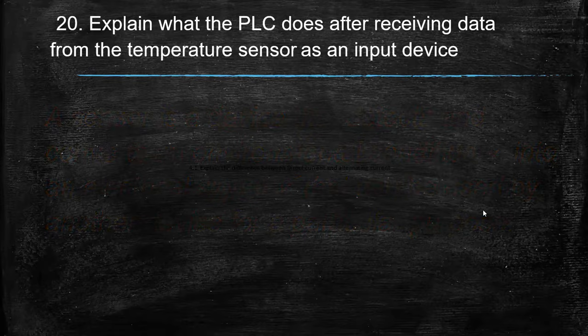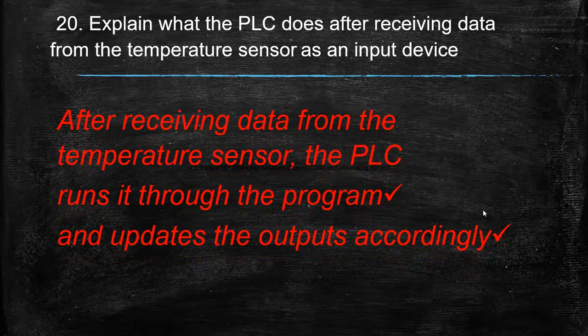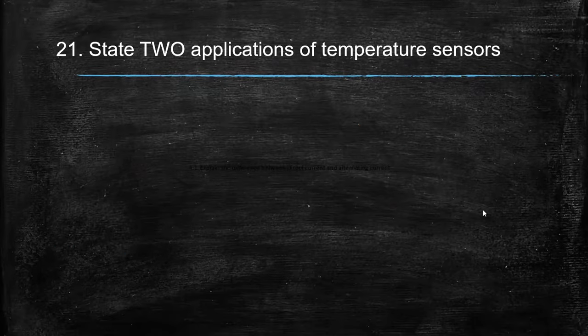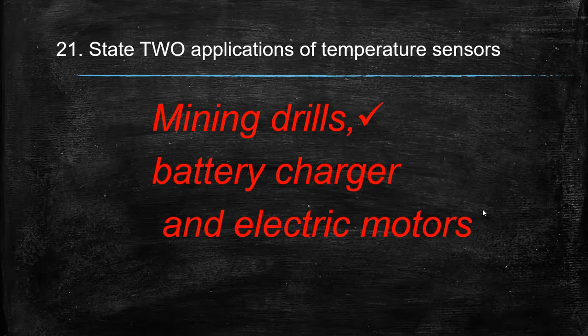Explain what the PLC does after receiving data from the temperature sensor as an input device. After receiving data from the temperature sensor, the PLC runs it through the program and updates the outputs accordingly. State 2 applications of temperature sensors. Mining drills, battery charger, and electric motors.